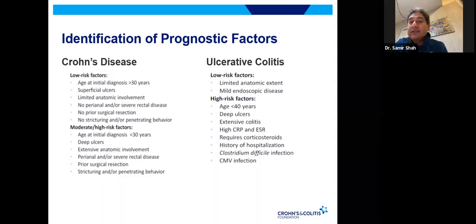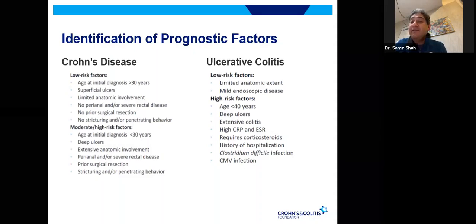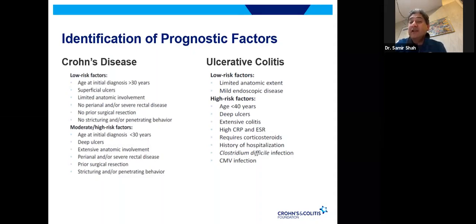In ulcerative colitis, patients diagnosed at a young age, just like Crohn's disease, if they have deep ulcers, extensive colitis, if they have high markers of inflammation like a CRP or sed rate or fecal calprotectin, if they require steroids, if they've been hospitalized, especially early on in their course, if they've had an infection like C. diff in addition to the colitis or CMV infection. Those are all risk factors for more aggressive disease. Next slide.